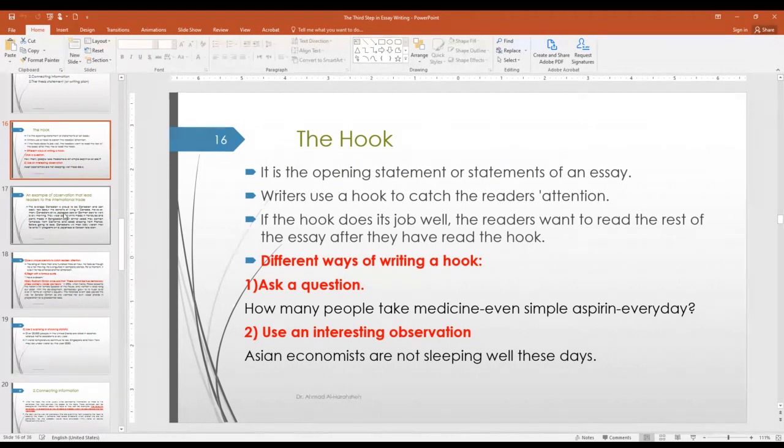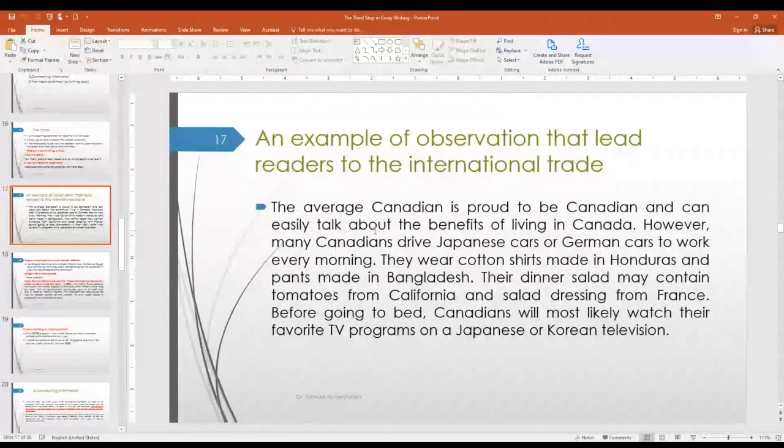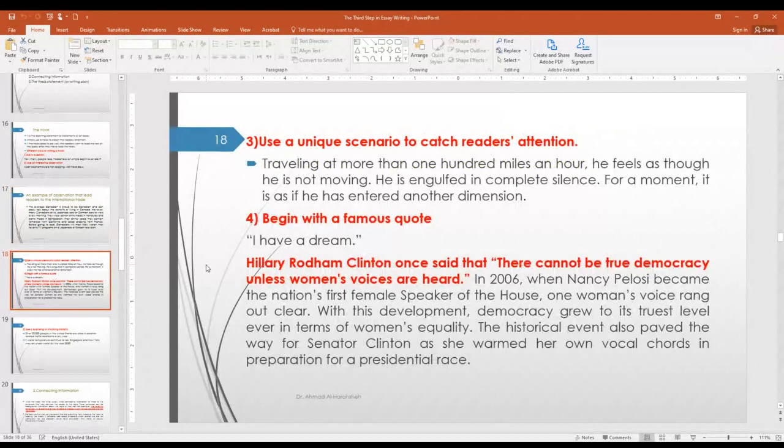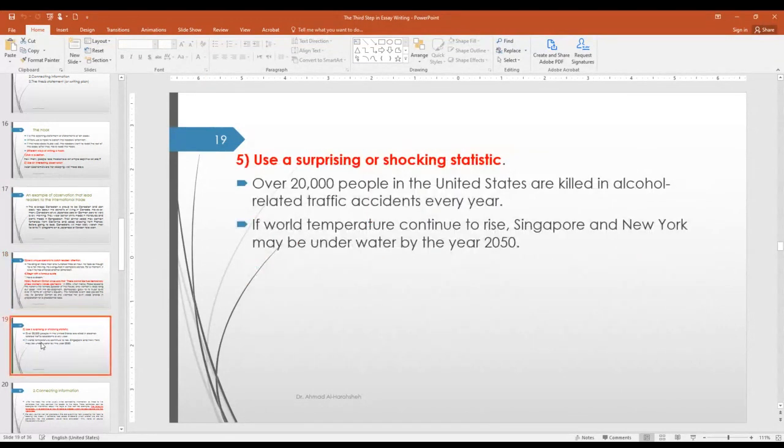Also we took some examples here on how to write the hook. Also, you should use a unique scenario to catch readers' attention. Some of you did that and they were successful. I will show you some of my comments on this assignment. Now, inshallah, I will move to show you the problems that you encounter, or the mistakes that you made when you wrote your introductions. Now, begin with a famous quote. Use surprising or shocking statistics, right? Yeah, these are the techniques that we use to write the hook.